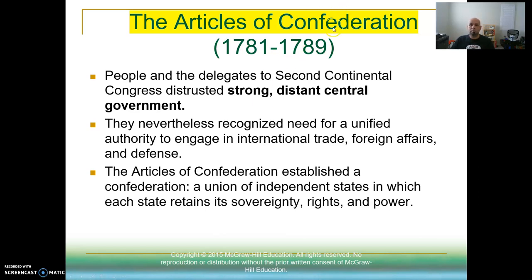Okay, it's highlighted up here because this is one of your key vocabulary words. So you should have your cards in class from now on after today. And this is where you take out your Articles of Confederation card and you can add to it. Okay, you can make little notes on there.